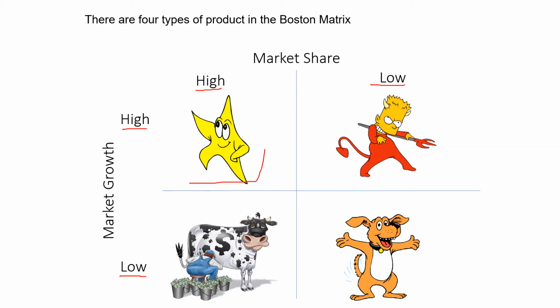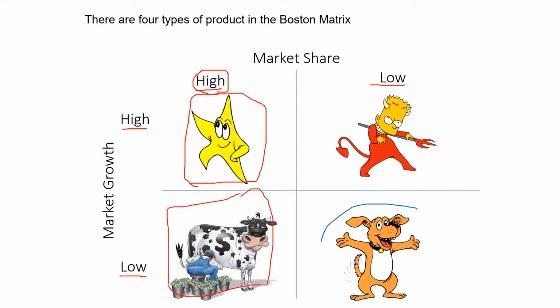So which products do we want? Well, obviously we want really to have stars and cash cows, because these both are doing very well compared to the competition. They have high market share. What do we not want? Well, we don't particularly want dogs and we don't particularly want problem children. Why? Because they have low market share. They're not doing very well relative to their competition.